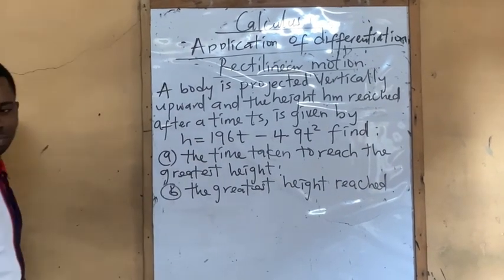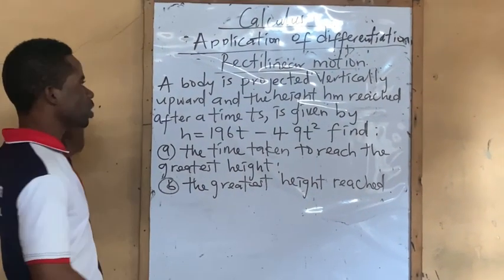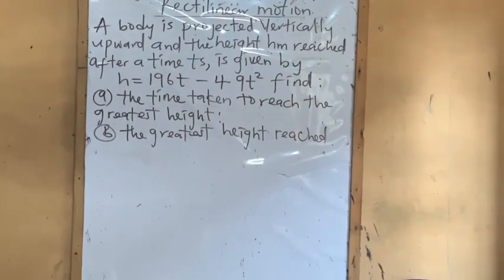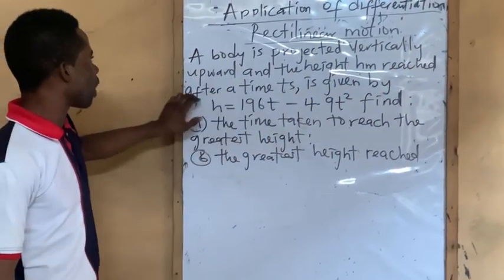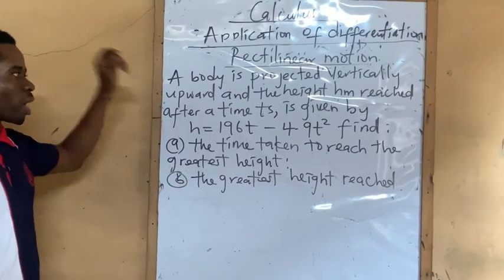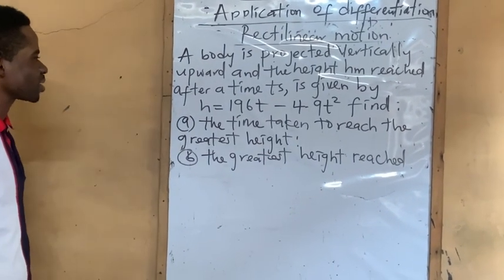So lastly, we're going to talk about this. It said a body is projected vertically upward, and the height, in meters, reached after a time t is given by this. This is the height. Find the time taken to reach the greatest height.